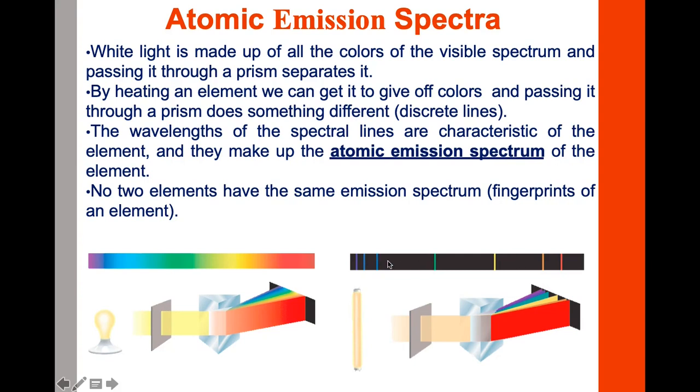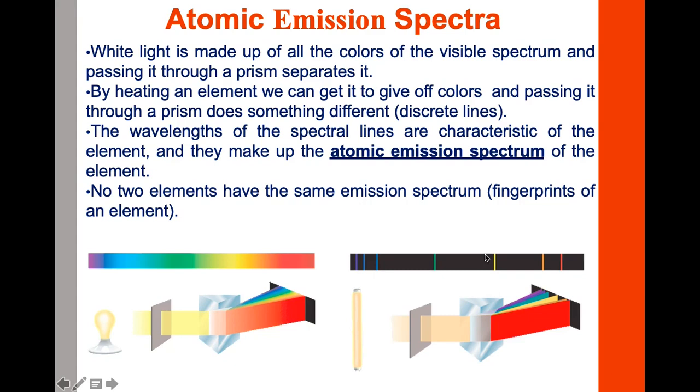Okay, and we can get atomic emission spectrum by heating an element which can give off color and passing that color through a prism. Okay, the wavelength of spectral lines are characteristic of the element, and together they make up the atomic emission spectrum. No two elements have the same atomic emission spectrum. So these emission spectra act as fingerprints of an element. We can identify an element based on the atomic emission spectrum.